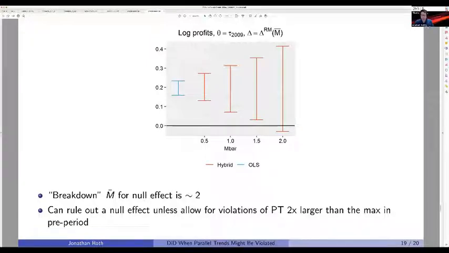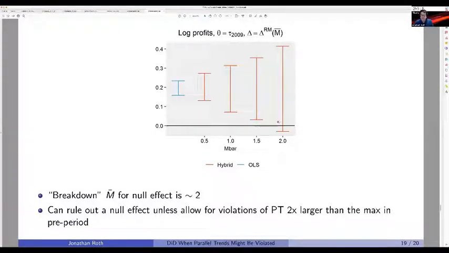But even so, if we bound the post-treatment violation in parallel trends by the maximal pre-treatment violation in parallel trends, we still get a significant effect here. So we can still rule out the null hypothesis that there's no effect of this tax change on profits. Of course, if we allow the violation of parallel trends in the post-treatment period to be larger than the maximal violation in the pre-treatment period, then eventually we won't be able to rule out a zero effect.